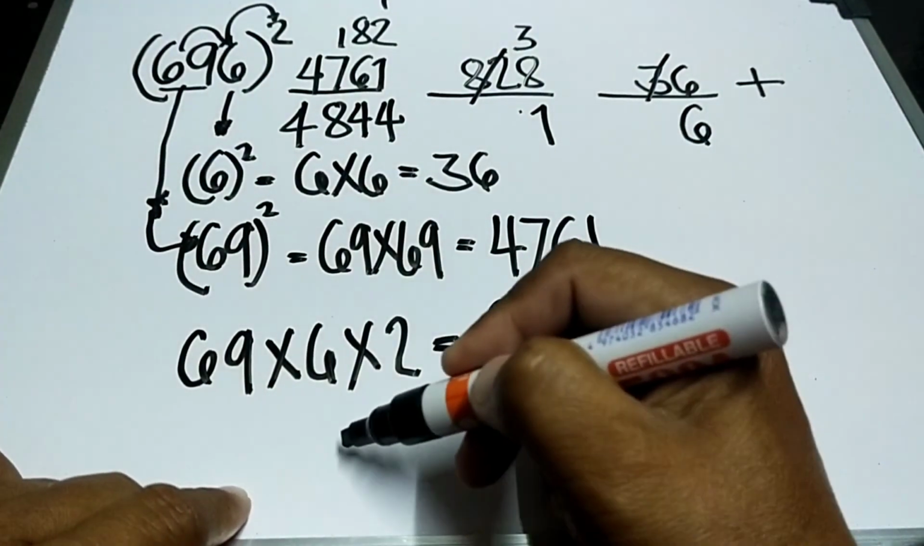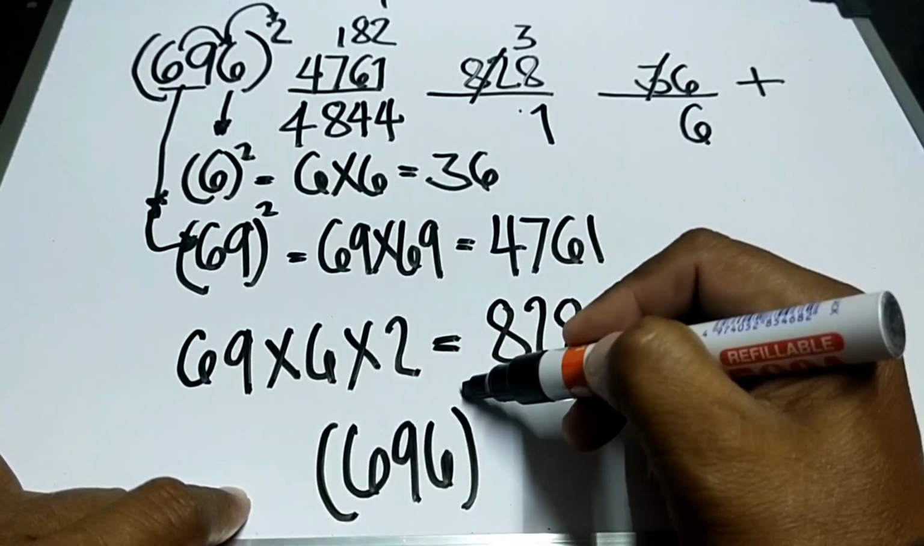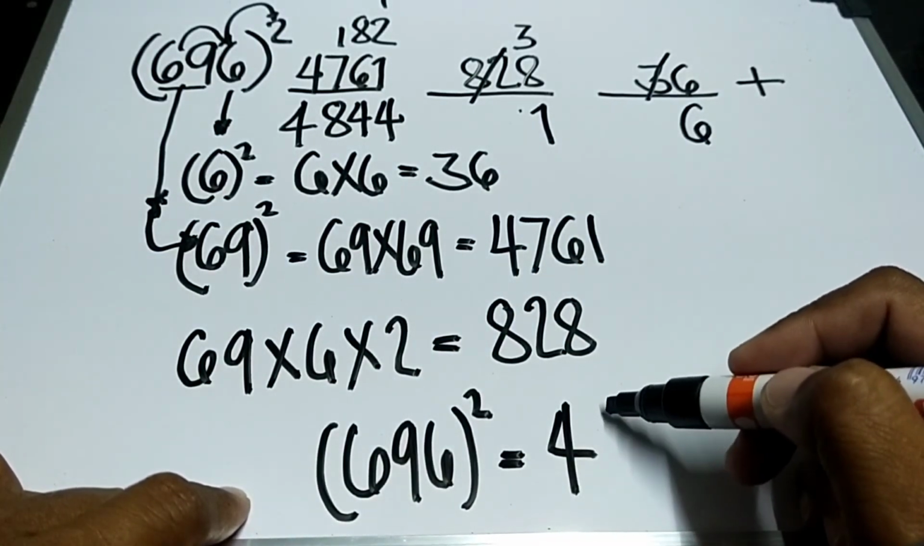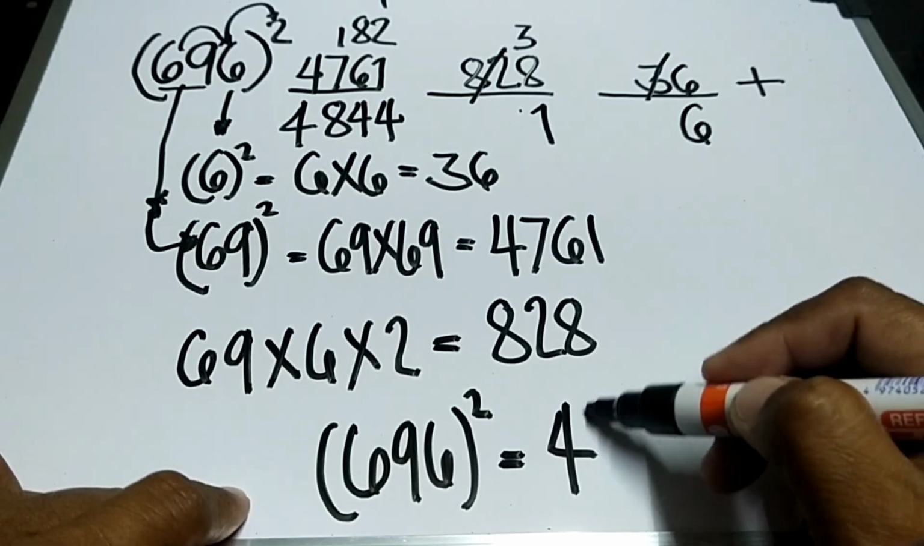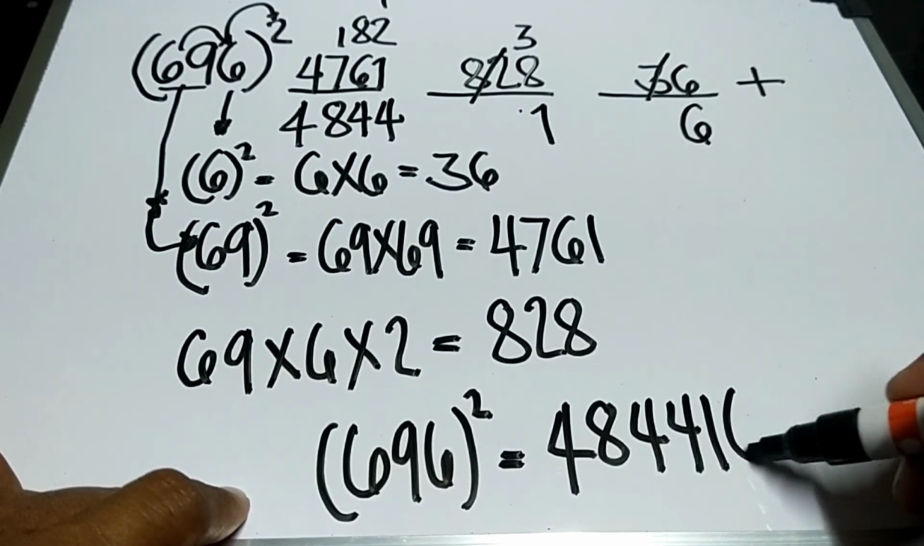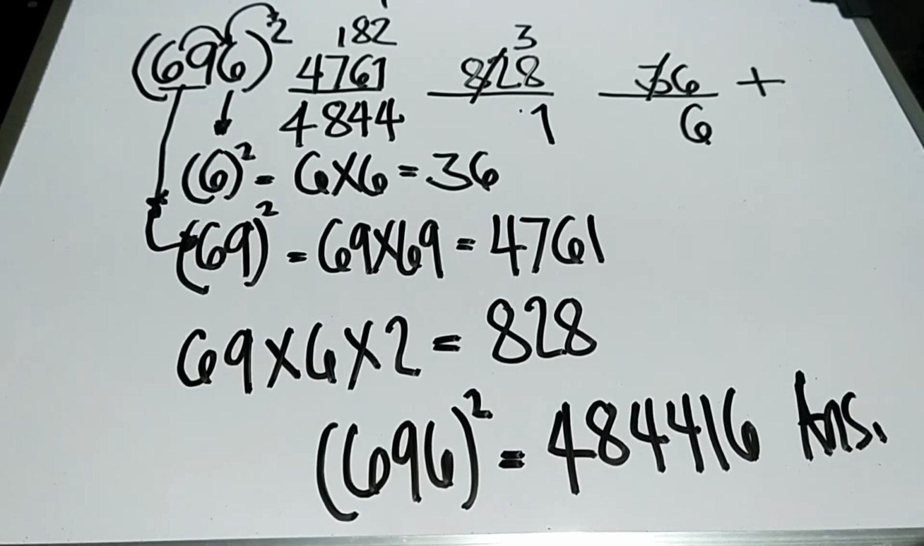Therefore, guys, 696 squared is equals to 484,416. So this is our final answer, guys. So did you get the same answer? So very easy.